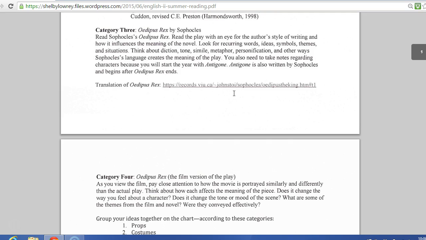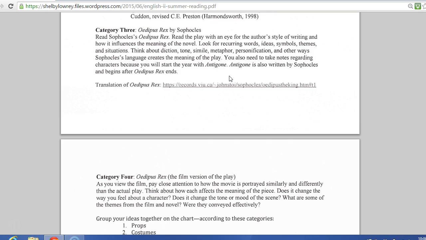Now on to category 3. You're going to read the play Oedipus Rex by Sophocles. When you're reading, pay special attention to the meaning of the play and the author's style. Look for recurring words, ideas, symbols, themes, and situations. Think about the tone and diction. Remember, guys, diction is simply word choice. Are there other types of figurative language in there? Similes, metaphors, personification, and other things that create meaning in the play.